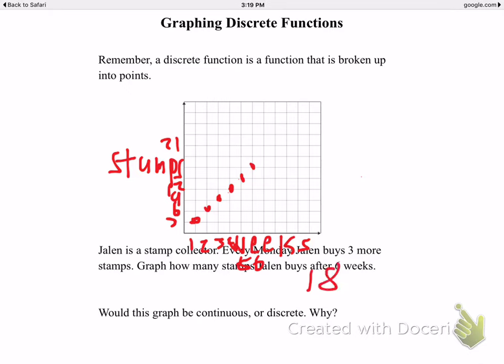Now, would this be continuous or discrete? I already said discrete, because he is only buying in increments of 3 stamps. So he never has 4 or 5 stamps. That's why the line's not connected.